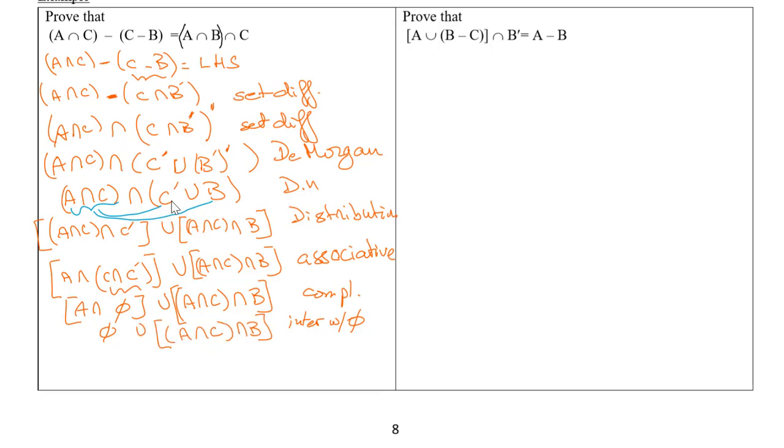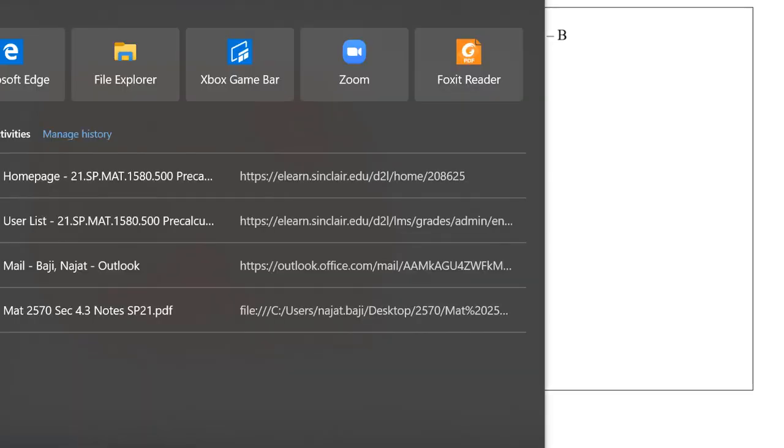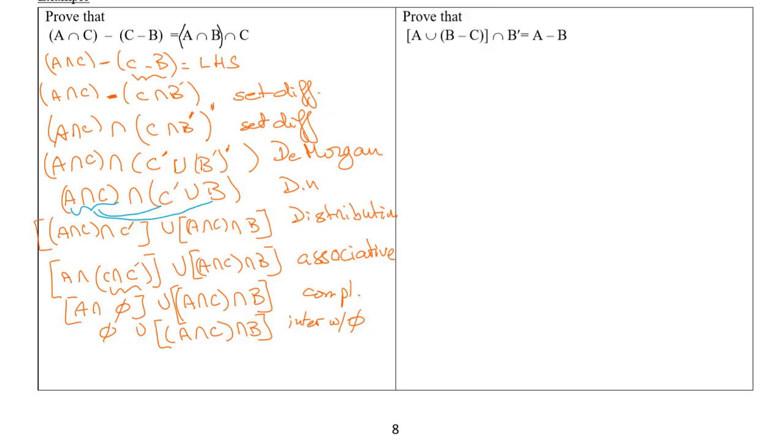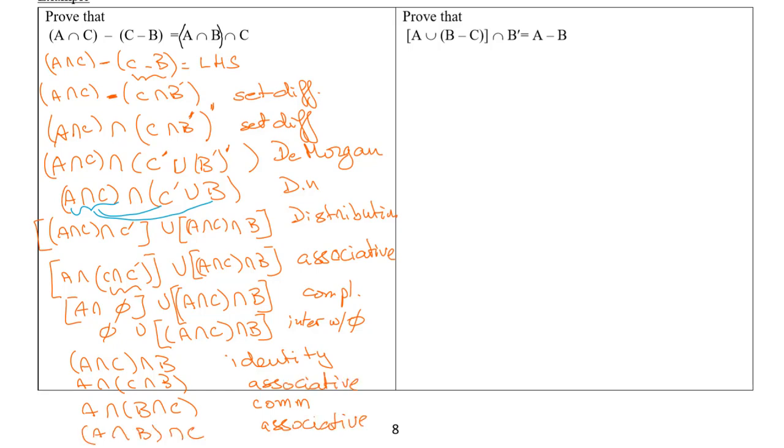So the next thing is, again, the identity, because I have union, empty set, and empty set union anything is the same thing because of the identity. Then I will use the associative law, and one more time the commutative law, and then one more time the associative law, and we're done. We end up with the right hand side.